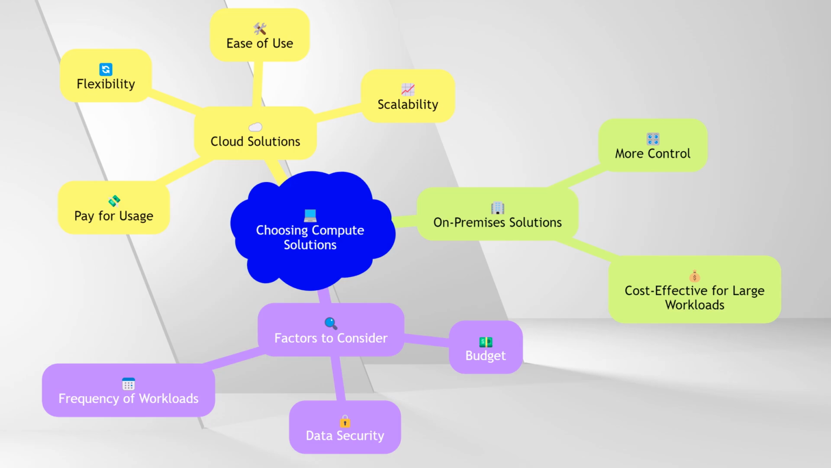Choosing between cloud and on-premises solutions is a significant decision in determining compute specifications. Cloud solutions offer scalability, flexibility, and ease of use. They allow you to scale up or down based on your needs and pay only for what you use. On-premises solutions, on the other hand, offer more control and can be cost-effective in the long run for large-scale, continuous training workloads. The choice depends on factors like budget, data security, and the frequency of training workloads.